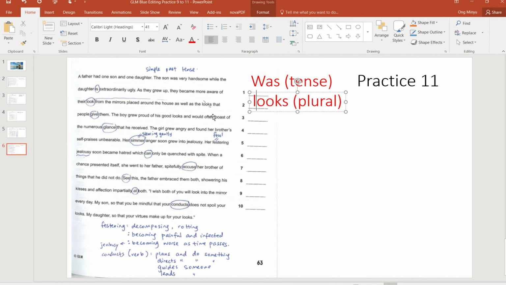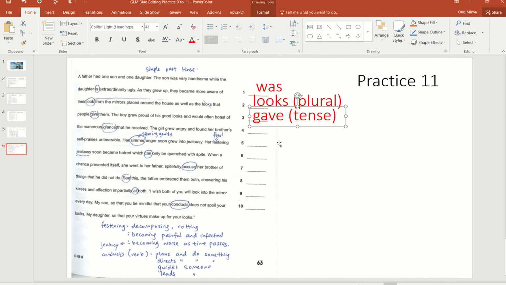The boy grew proud of his good looks and would often boast of. Okay, looking at the third line, you will notice that give is a present tense. So because this part of the story tells of events that have happened, it should be a past tense of the verb give. So it should be gave. G-A-V-E, gave.